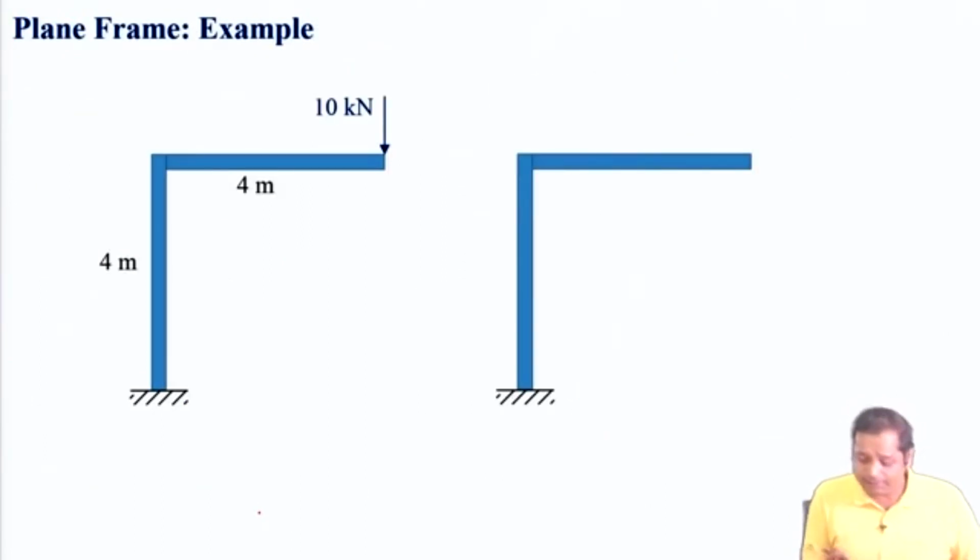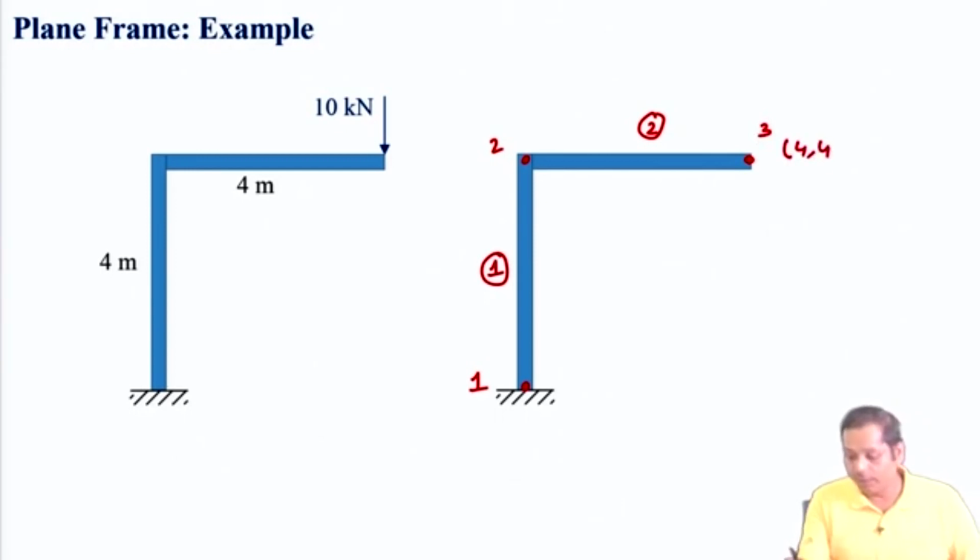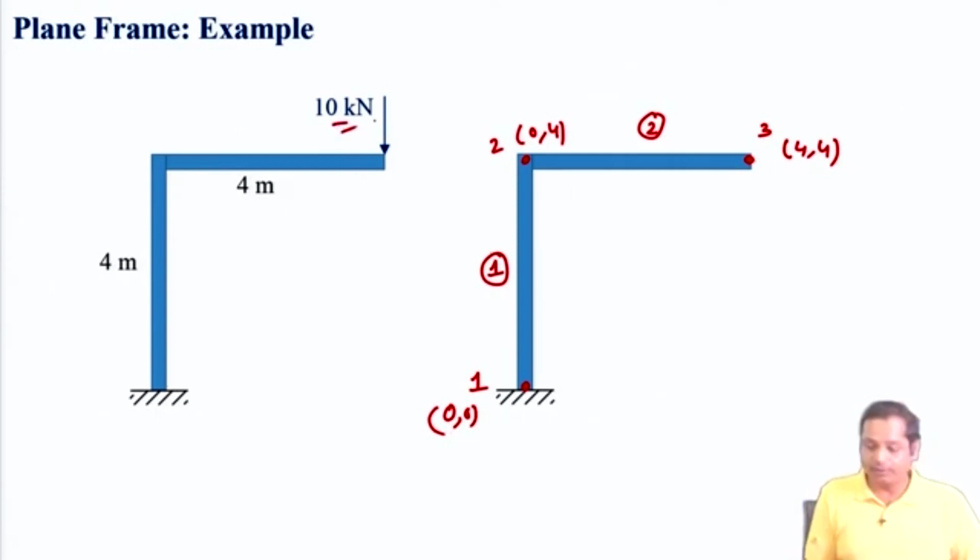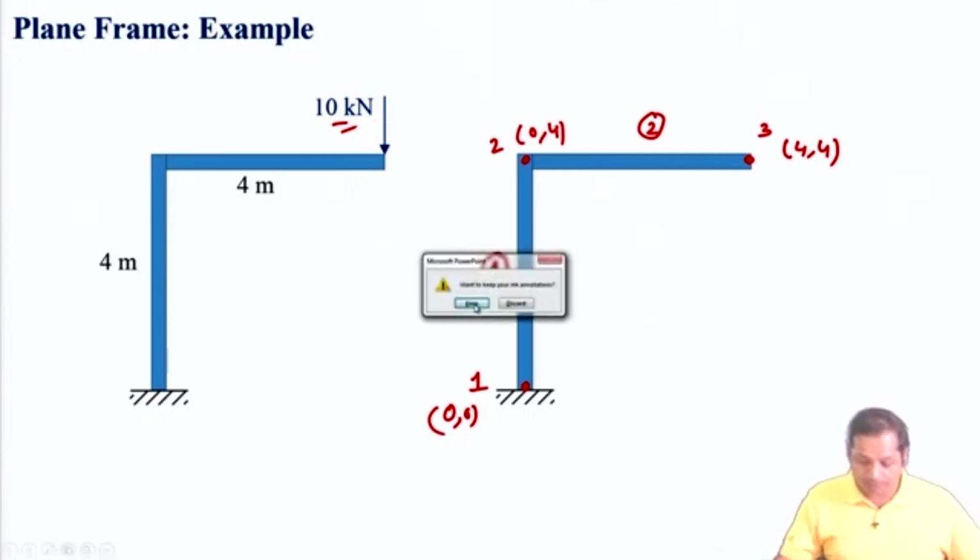We have one node here, another node here, and another node here. So this is element number 1 and then element number 2. This is node number 1, this is node number 2, and this is node number 3. The coordinates are 4, 4 for one node, 0, 4 for another, and 0, 0 for the third. And the force we have here is a 10 kilonewton load. Now let's go to the program.